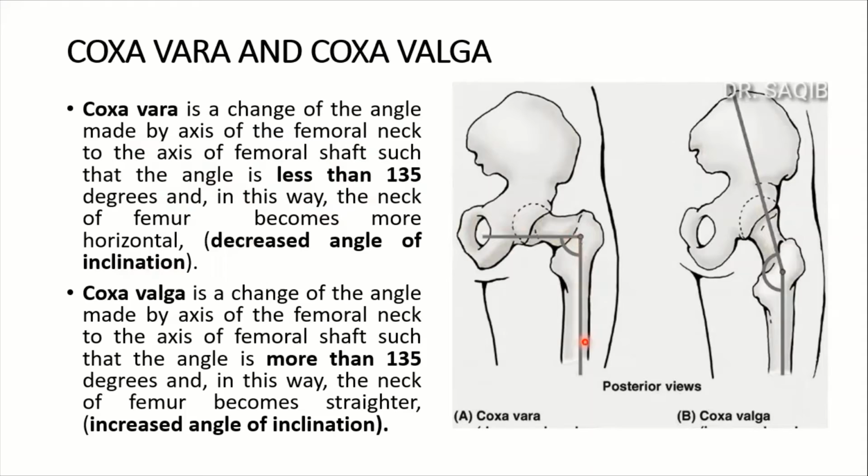So right, this is the angle of inclination. This is the long axis of the femur, and this is the axis of the neck, and this gets decreased. You could see there is the decreased angle, right? This is the decrease in angle. The reverse happens in Coxa Valga, where these two axes result in an increased angle of inclination, right? Greater than 135 degrees. This is Coxa Valga, and this is Coxa Vara.